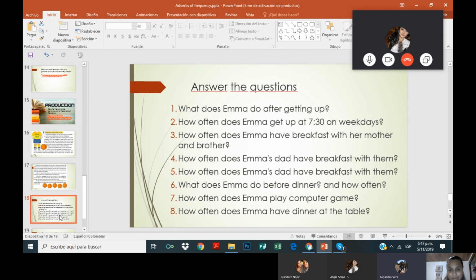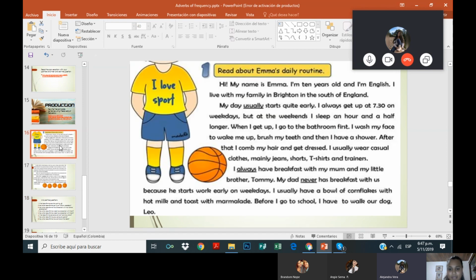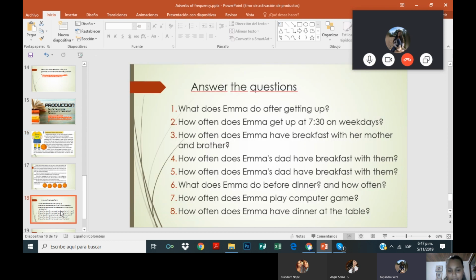How often does Emma have breakfast with her mother and brother? She always has breakfast with her mom and her little brother. Thank you. Brandon, number four, Angie, number five, and Alejandra, number six.